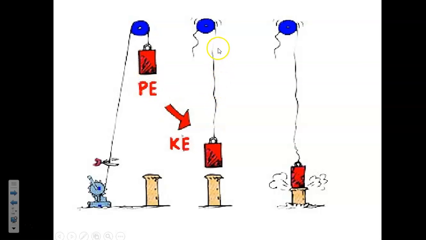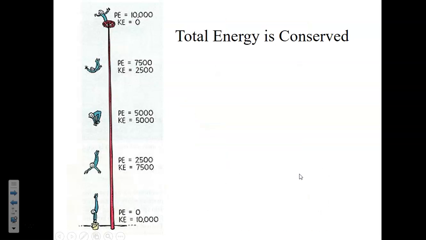After we cut the string and it falls and accelerates, gravity does work on it. That work changes its gravitational potential energy to kinetic energy, and then when that weight hits this wooden stake, it does work on the stake, and that energy gets converted to heat. So that energy just converts from one form to another, and that's pretty much conservation of energy. Not only does it change form, but the exact amount has got to stay the same.